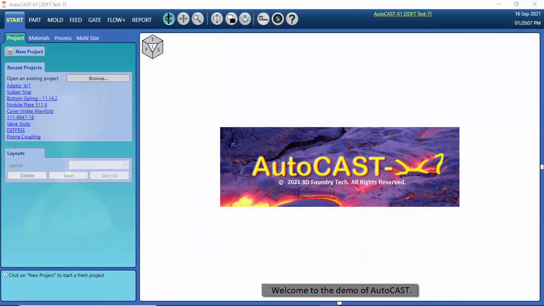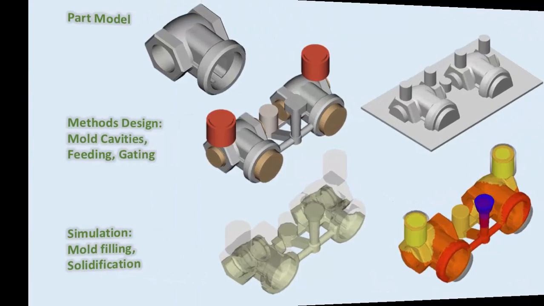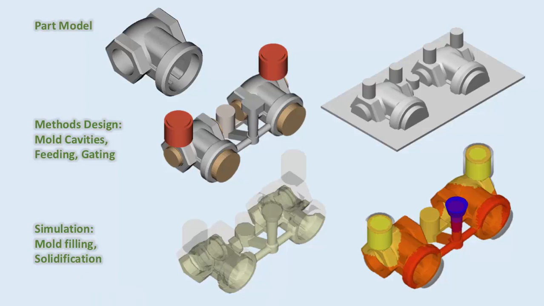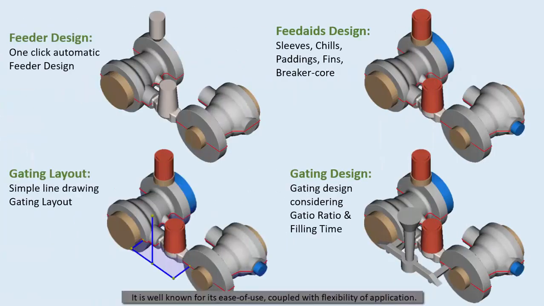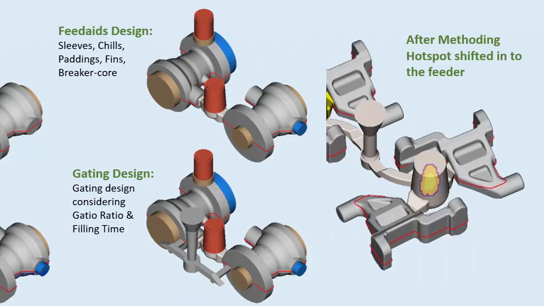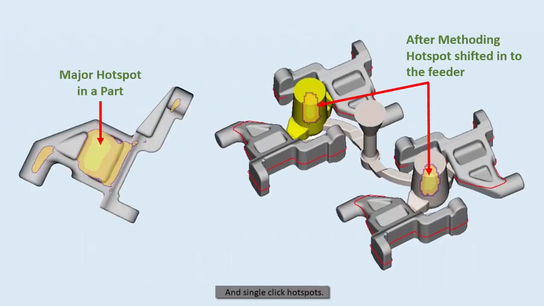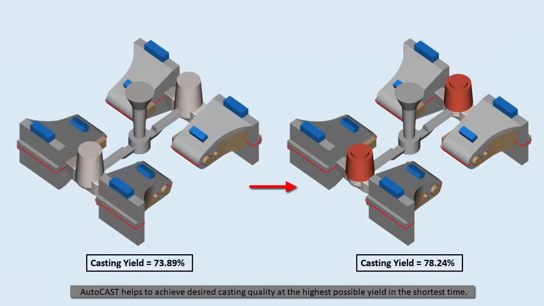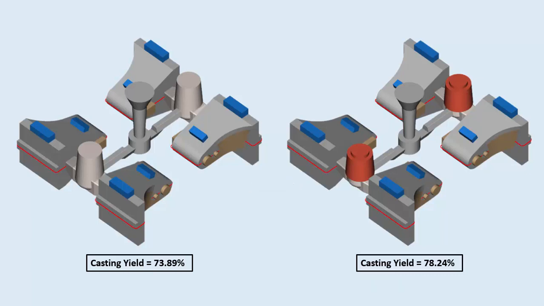Welcome to the demo of AutoCAST. AutoCAST supports the 3D methoding design, simulation and optimization of castings. It is well known for its ease of use, coupled with flexibility of application and single-click hotspots. AutoCAST helps to achieve desired casting quality at the highest possible yield in the shortest time.